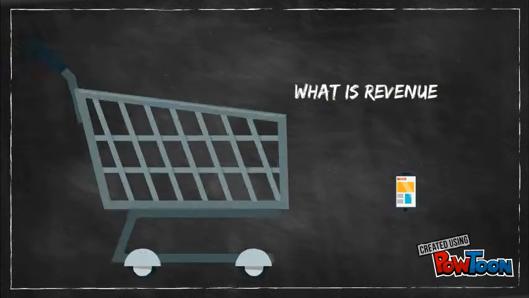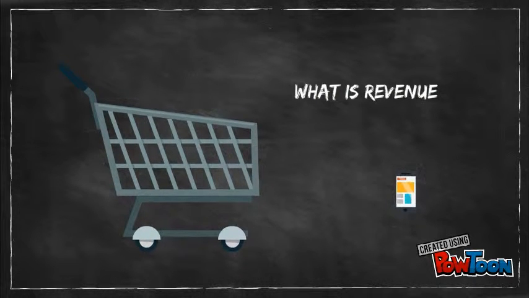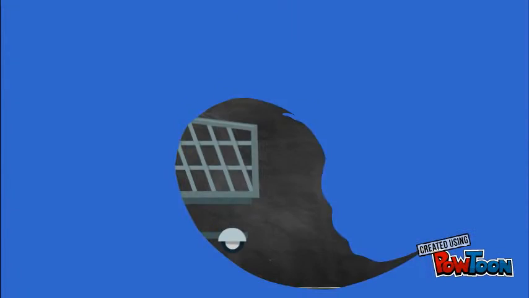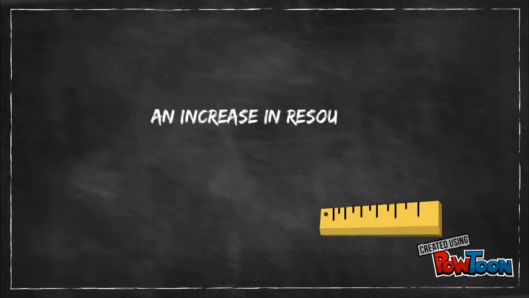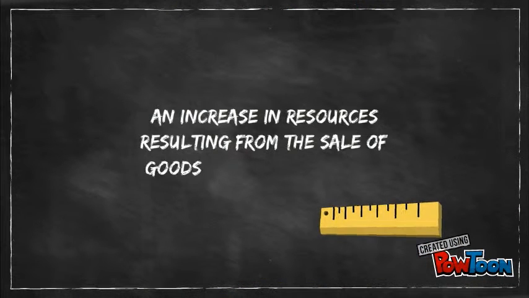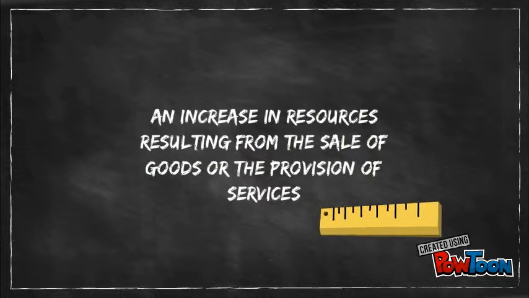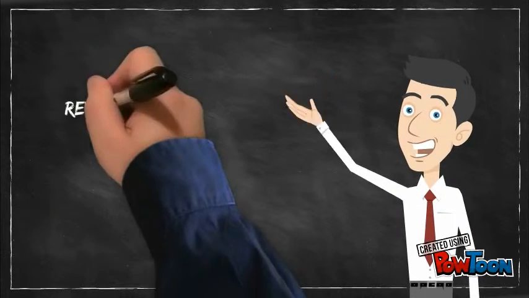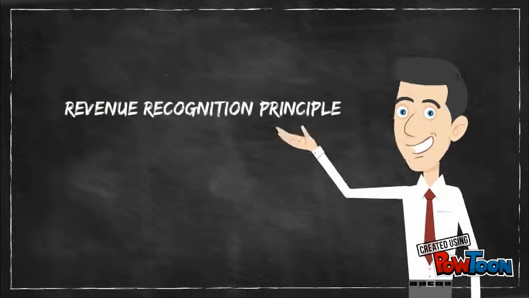So, first of all, to discern and more easily understand the definition of the revenue recognition principle, I will ease you off by defining what is revenue. Revenue is an increase in resources resulting from the sale of goods or the provision of services. For example, receiving $80 for mowing a lawn. Since you will have $80, so now we can go back and ask, so what is the revenue recognition principle?